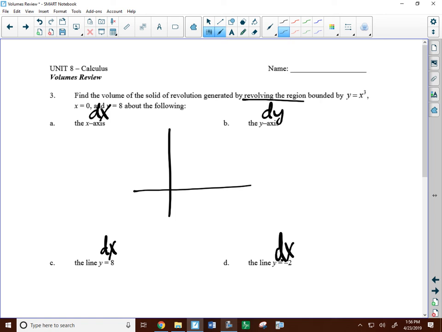x cubed. Now, I'm not going to draw much down here, but it goes like this. We're only in quadrant 1, so it goes like that, roughly. Too steep, maybe. x equals 0 is the y-axis, and y equals 8 is the horizontal line at 8. So here's our region. Certainly a y-interval, 0 to 8.